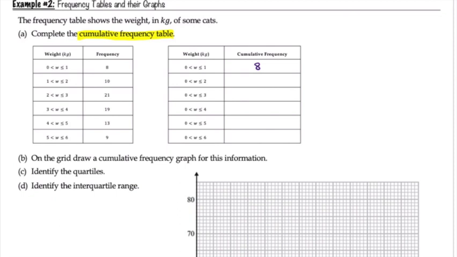We start with the first frequency of 8 and we start adding. So 8 plus 10 gives me my next cumulative frequency. 18 plus 21 will give us our next cumulative frequency. 31 plus 19 will give us our next, and we keep adding in a diagonal. So we have a total of 80. 80 cats have been weighed for this specific problem. Part B wants us to draw a cumulative frequency graph for this given information.